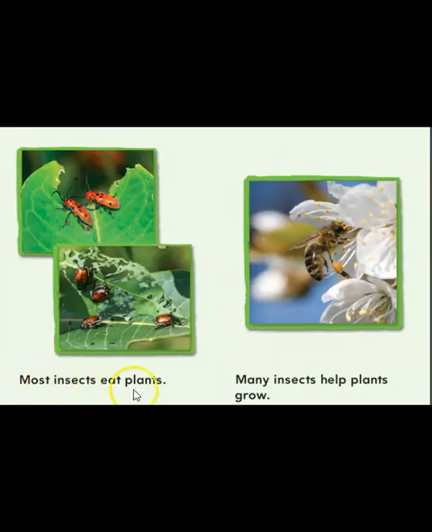Most insects eat plants. Many insects help plants grow. I see a bee helping a plant. I see two bugs over here eating a leaf. These bugs are eating a leaf.